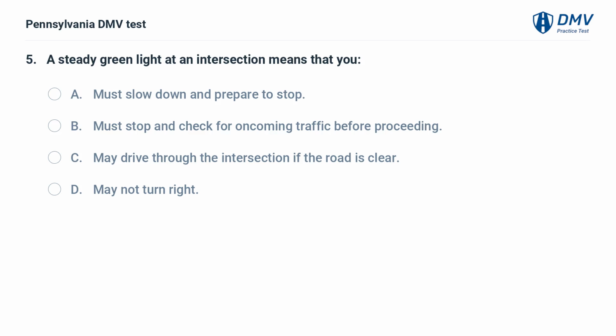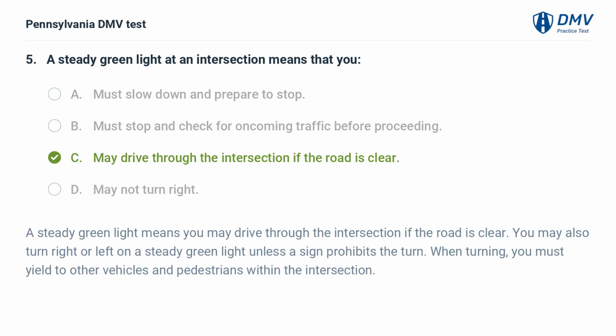A steady green light at an intersection means that you A. must slow down and prepare to stop. B. must stop and check for oncoming traffic before proceeding. C. may drive through the intersection if the road is clear. D. may not turn right.